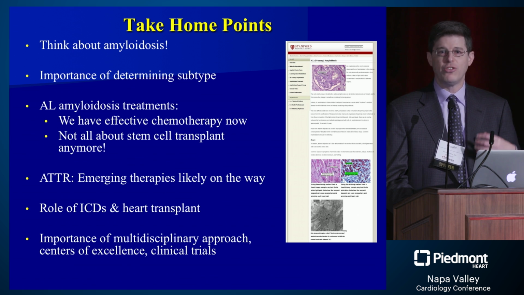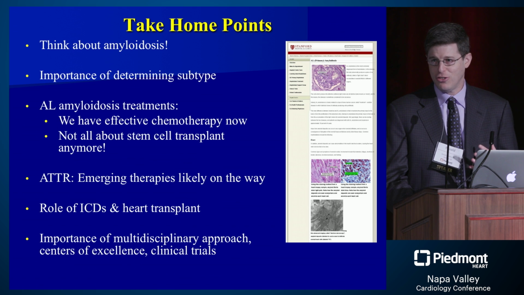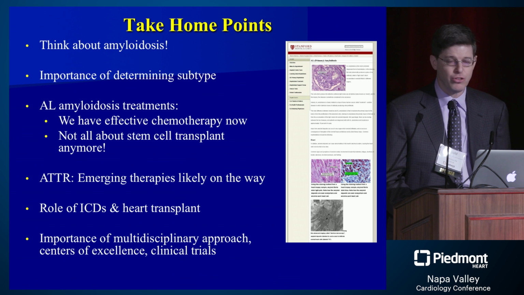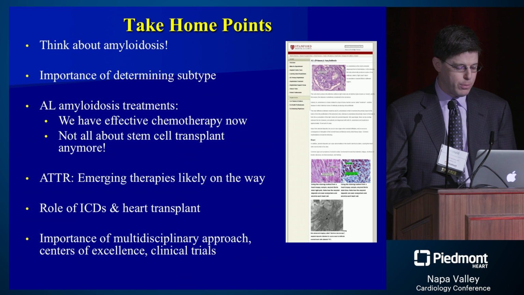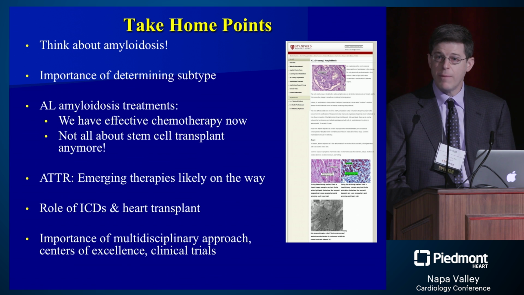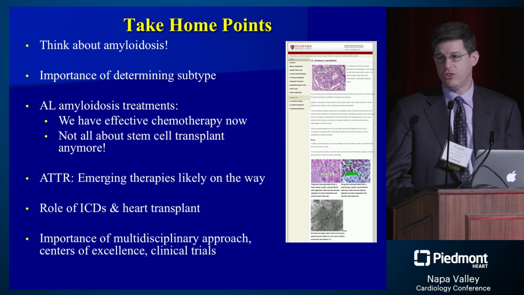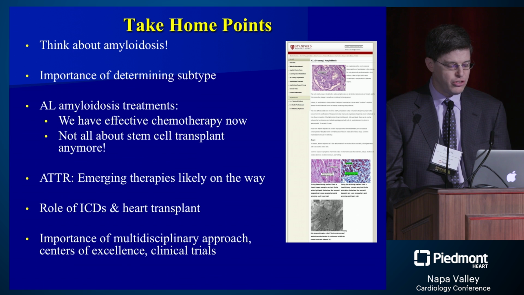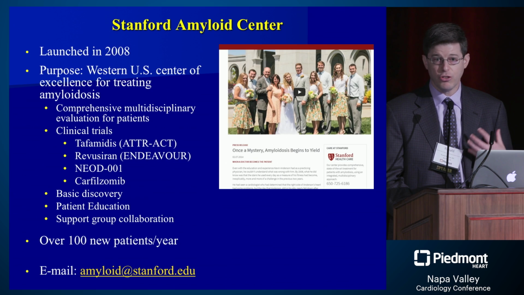AL amyloidosis treatments have gotten much better. This is not a death sentence anymore. There are much better chemotherapy options. And for transthyretin, there are emerging therapies that are likely on the way. I think there is a clear role for the right patients with defibrillators and heart transplants. And a multidisciplinary approach with centers of excellence and clinical trials are really important.